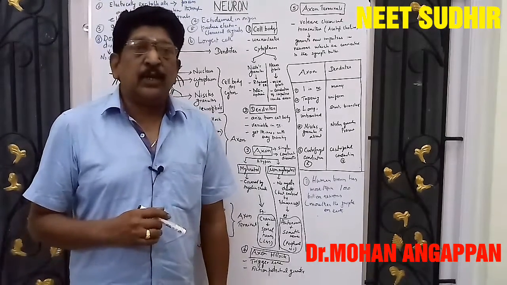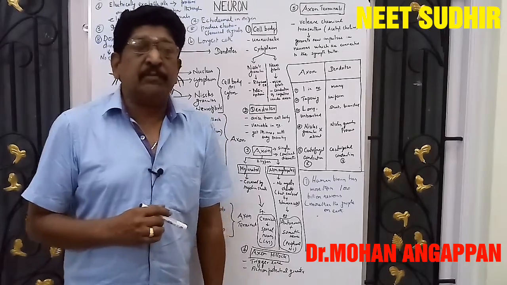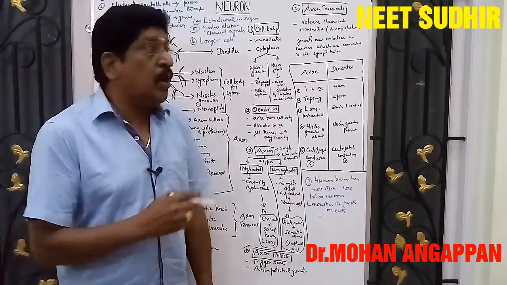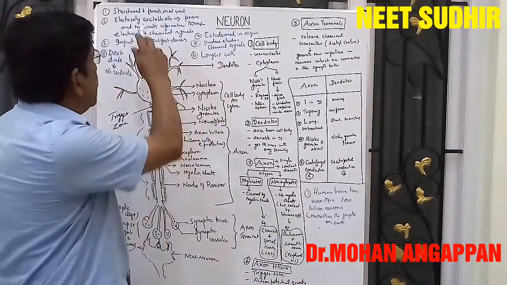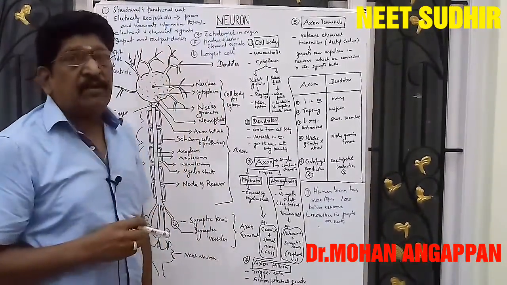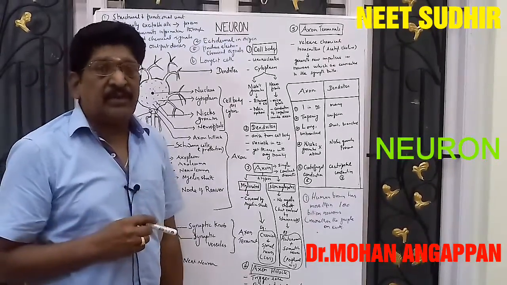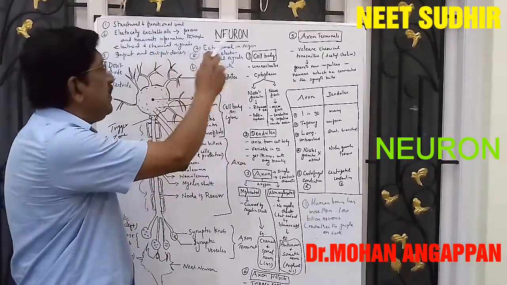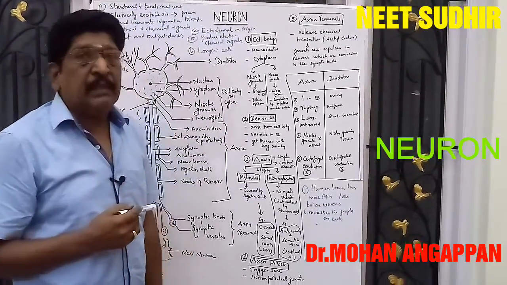Let us take up the neural system. As the first part of the neural system, let us talk about the neuron. So the neuron is the structural and functional unit of the neural system. This sentence is given in your NCERT book. It is the structural and functional unit of the whole nervous system.